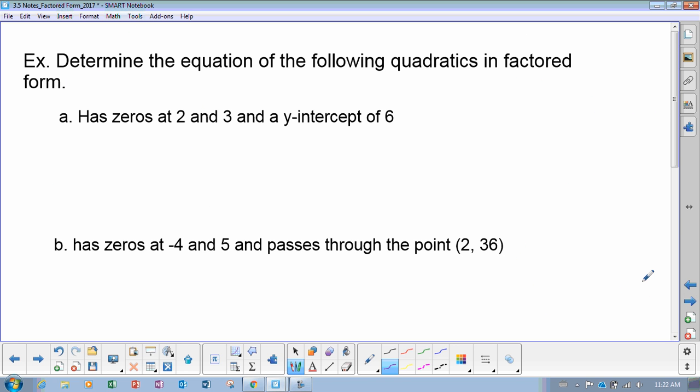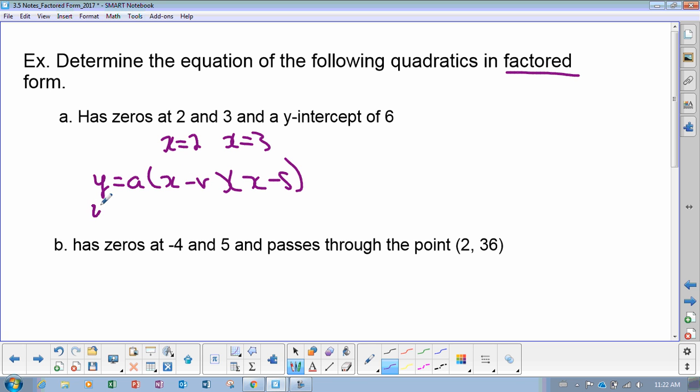Okay, so now the flip side. So determine the equation of the following quadratic in factored form. So it has zeros at 2 and 3. So that means x equals 2, and this means x equals 3. Up here, it's saying in factored form. So just like we would start with vertex form, factored form looks like this.